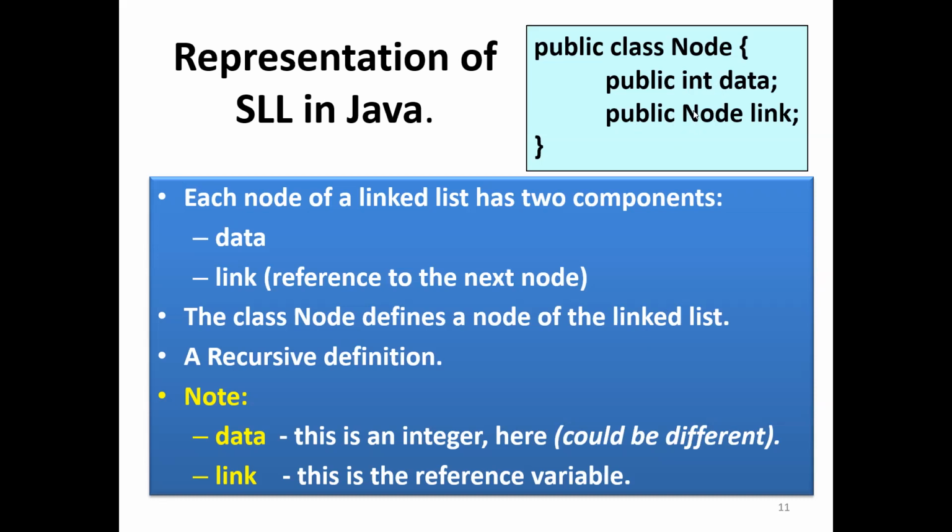Then this is another part that is interesting. The node here is just a recursive definition of the class Node. Note that the data is an integer here, but it could be any other type of data. And also the link is referred to as a variable.